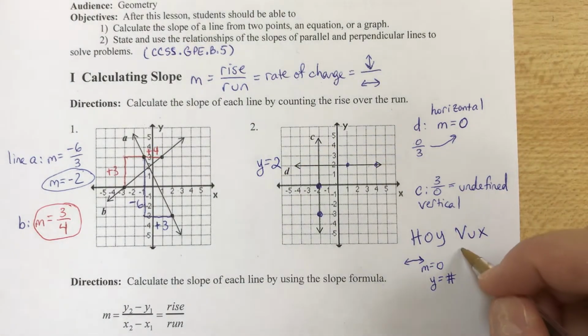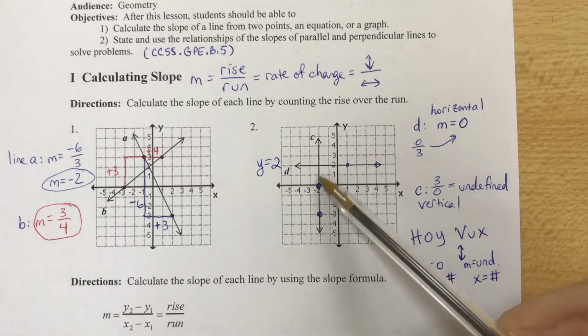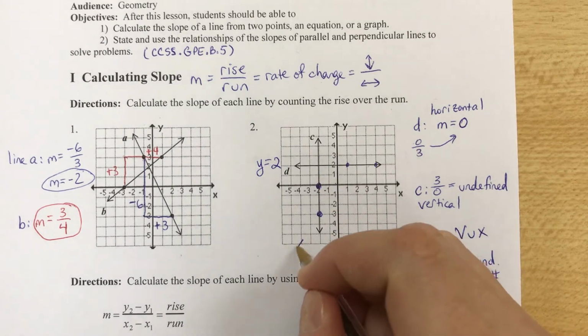Now VUX, V is for vertical, that's up and down. U is the slope, it's undefined, I'll say UND. The equation is x equals a number. So the equation for this vertical line is x equals -2.